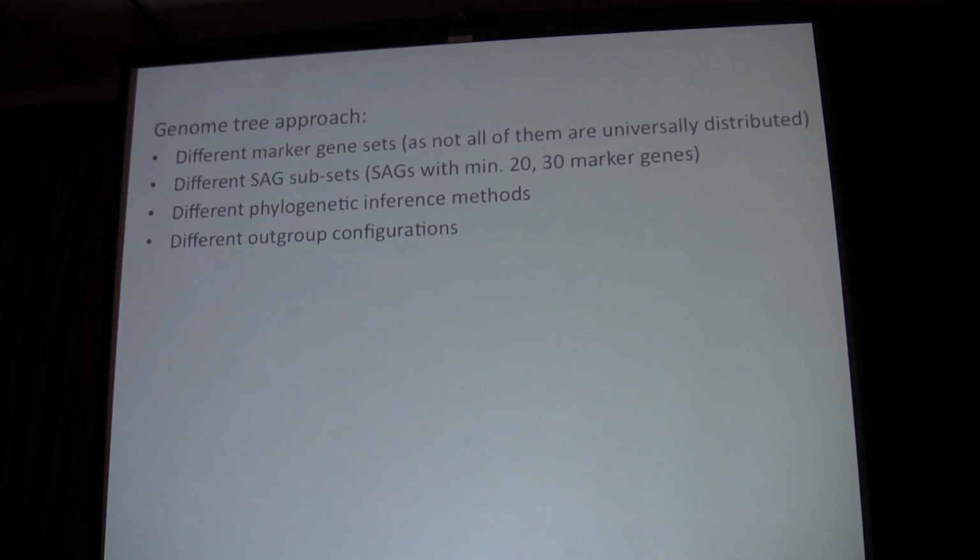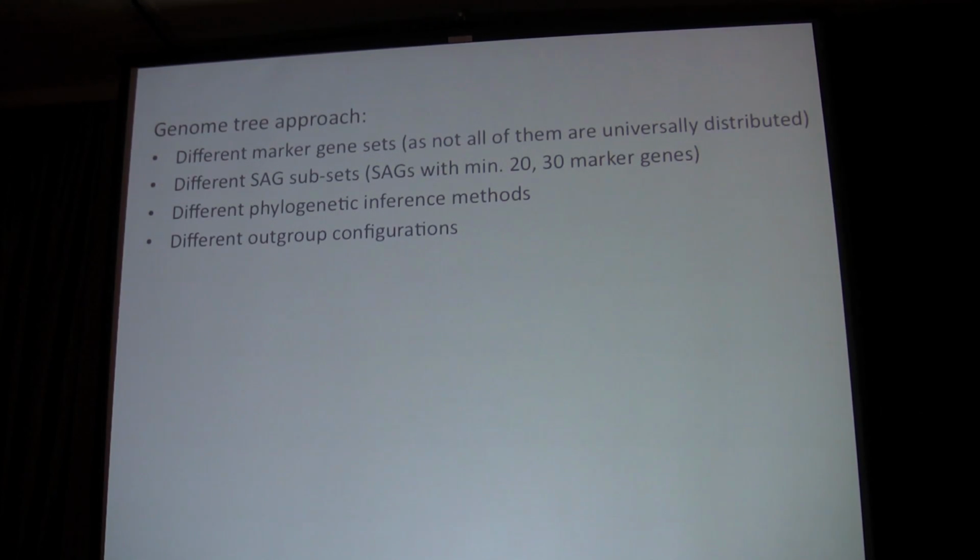So a tree approach that we used was we used different marker gene sets. We had up to 38 marker genes. We used different sets because not all of them are universally distributed. We also used different taxon configurations, so to say different ZAG subsets. And that was simply because not all of the ZAGs had all of the marker genes. ZAGs here stands for single amplified genomes. So these are our single cell genomes. So we took single cells with 20, 30 marker genes.